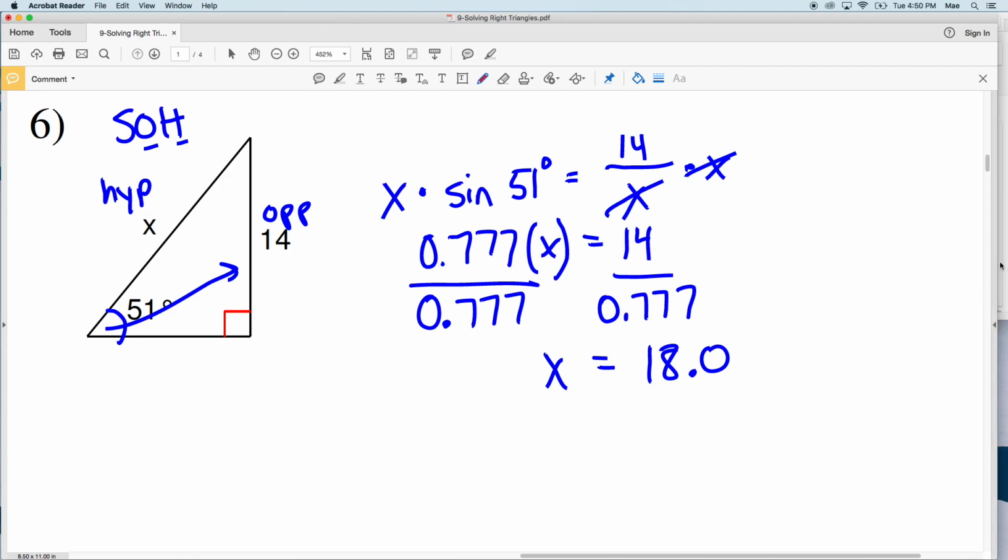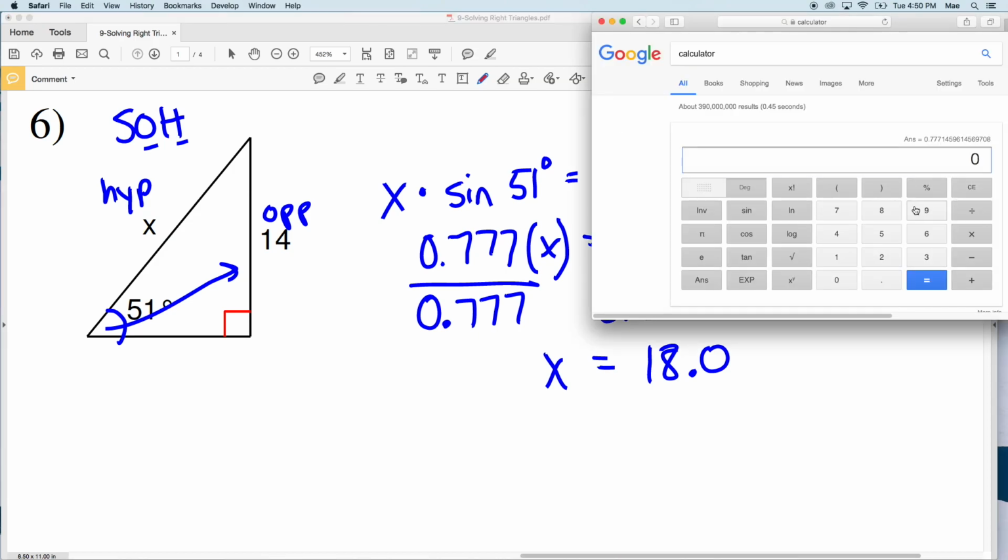That's why most of the time when I'm calculating this, if I know that 14 is being divided by the sine of 51, I'll just enter that into my calculator as is. So 14 divided by the sine of 51 is 18.01, which rounds to 18.0.